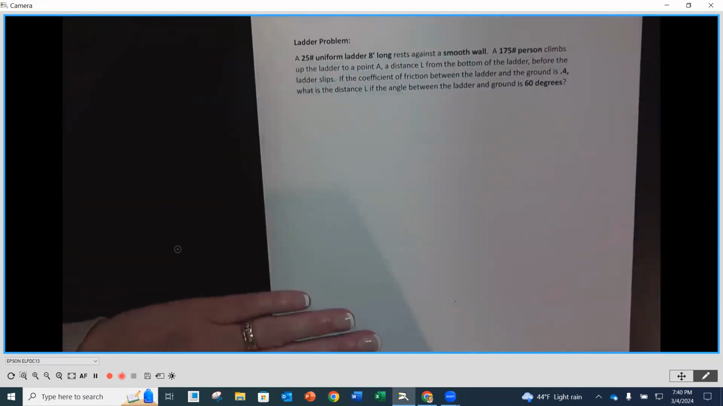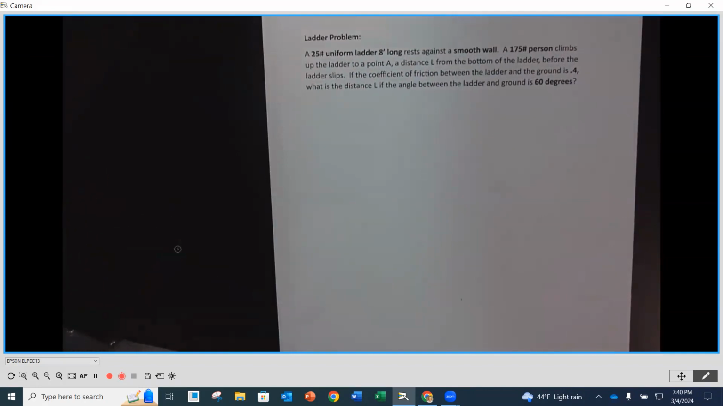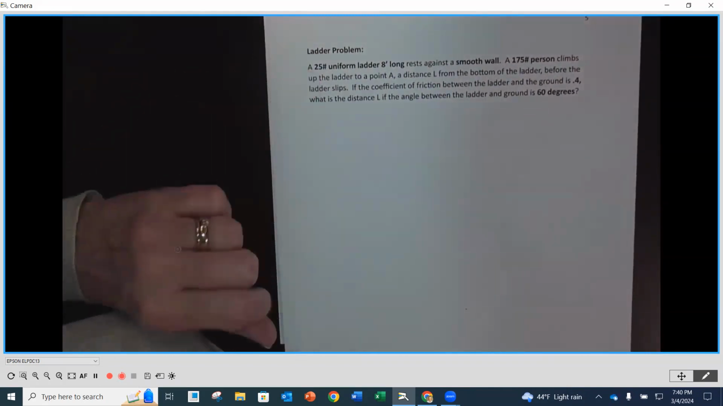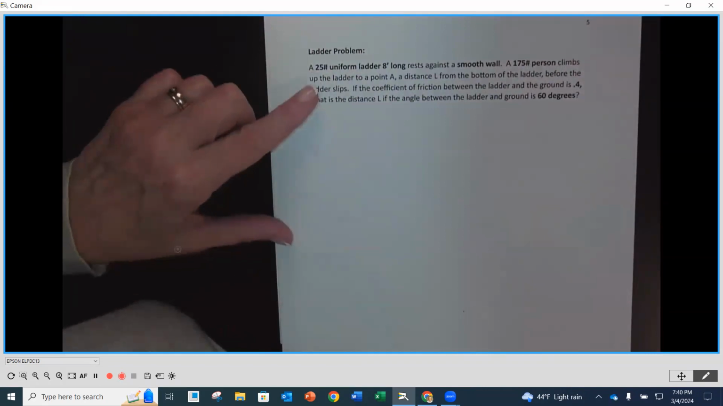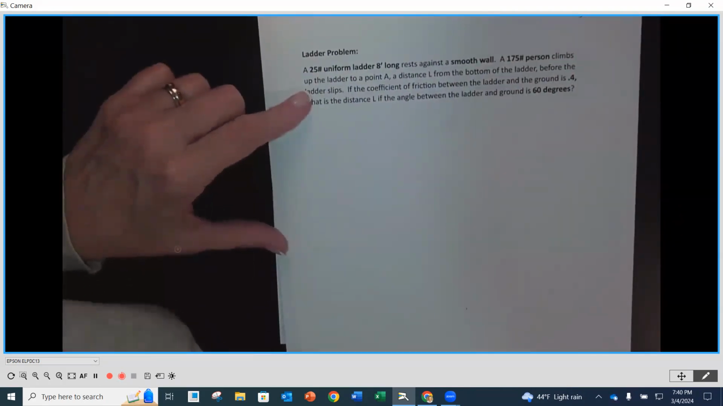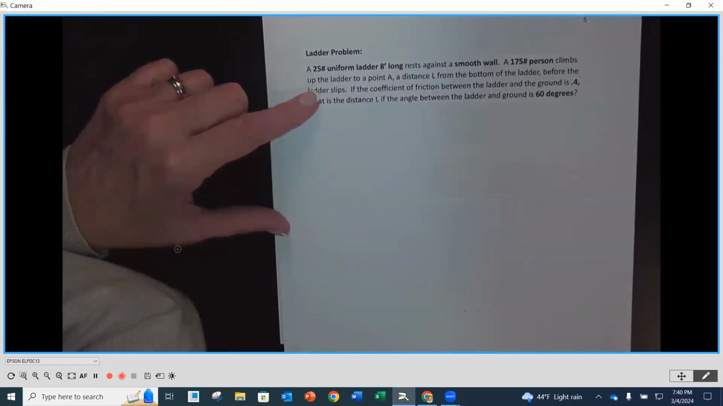The last problem that we have, this is one of my favorites. I like this one. We're going to do a ladder problem. And we have a 25-pound uniform ladder that's 8 feet long. It rests up against a smooth wall. And a 175-pound person climbs up the ladder to a point, a distance L, and we'll show that in our illustration just a little bit, before that ladder starts to slip.